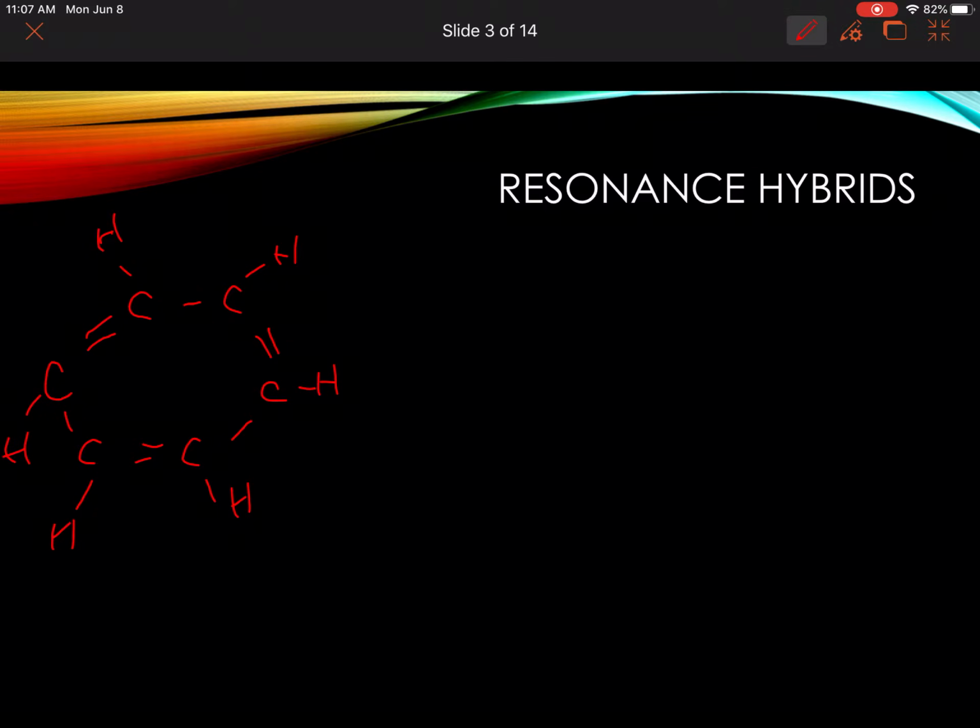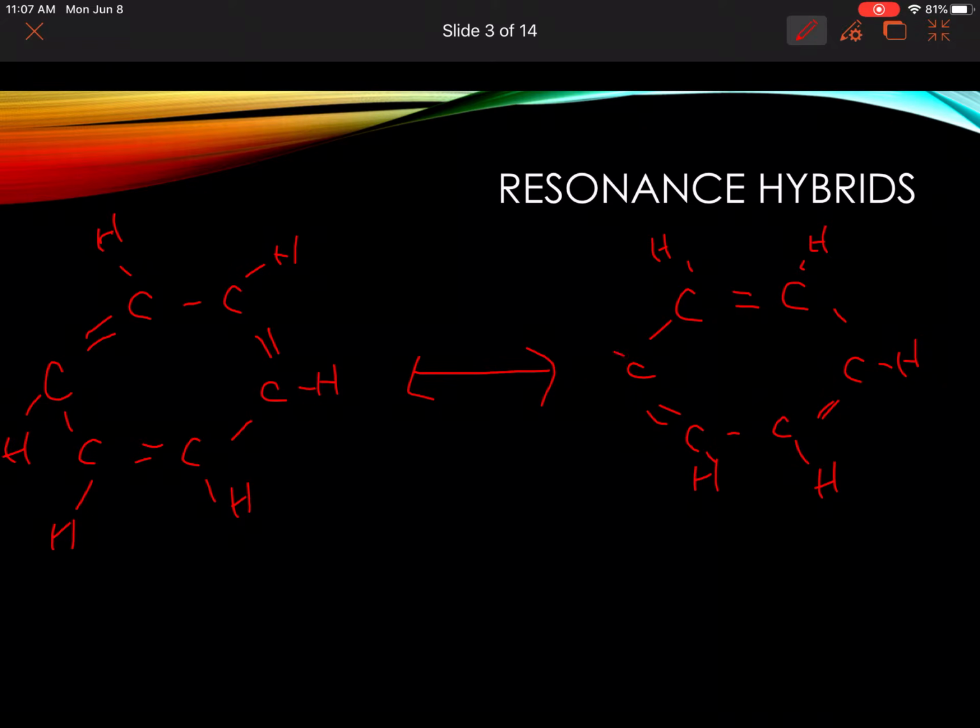So what this means is that we've got what's called resonance hybrids. I'm going to draw 6 carbons again, but I'm going to move the double bonds. So now the double bonds have just moved over 1 position. Again, we've got our hydrogens.